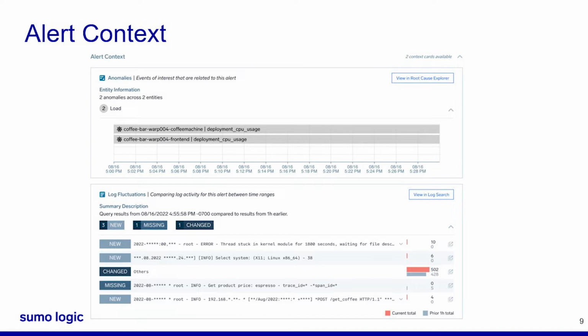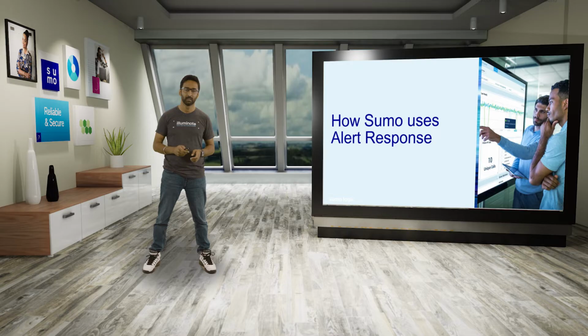Basically, we use AI and machine learning under the hood to analyze the data and surface abnormalities and other insights that might be related to this alert in the form of cards that you see here on the screen. Right. So all of that sounds really good, but I'm sure you're wondering, how does this feature actually work in real life?